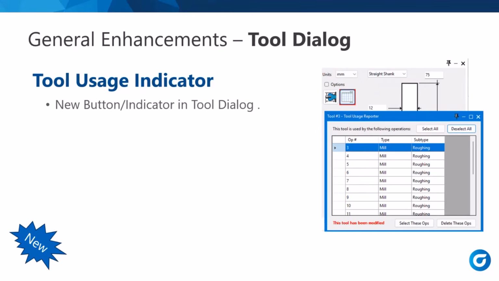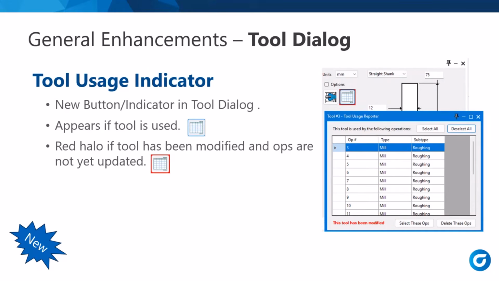Okay, so now we're going to get into some tooling enhancements. So we have a new tool usage indicator. So you'll see over here, there's a new button in the tool dialog. And if the tool is used in an operation, that'll show up. If it's not used in an operation, that will not be there.